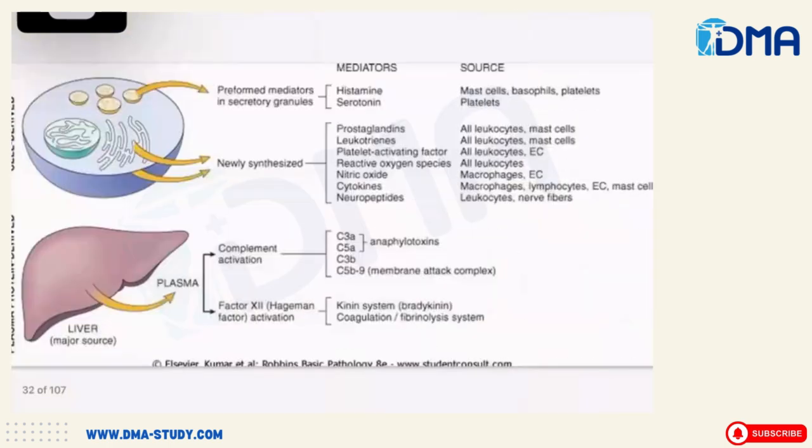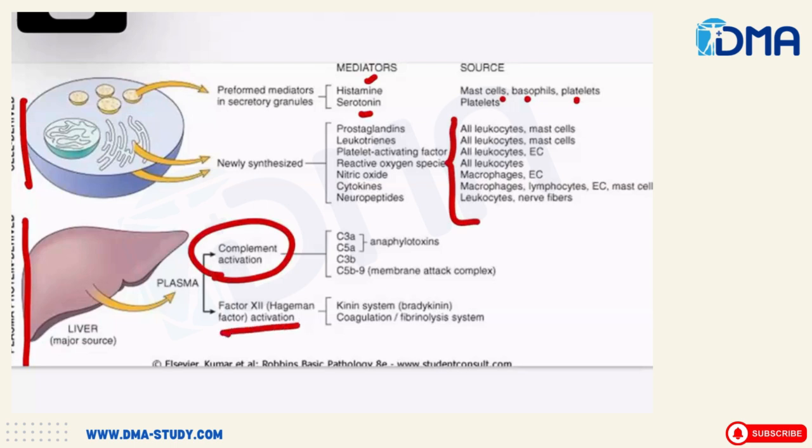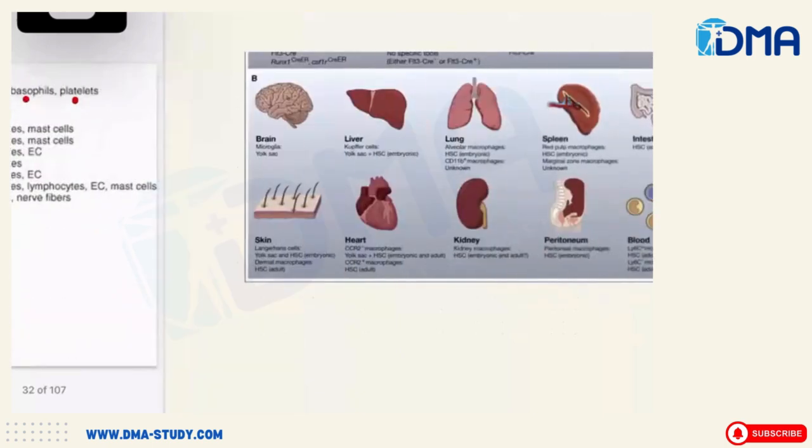Next, coming to the cells that are involved in inflammation. Few chemicals are derived from the cell, and few chemicals are derived from plasma proteins. They come from the liver. If it comes from the cell, the mediators would include histamine and serotonin. These come from mast cells, basophils, and platelets. Whereas all the leukocytes will give the prostaglandins, leukotrienes, and all those things. Complement is basically from the liver. Hageman factor is from the coagulation system, and that's why I told you whenever there is an increase in Hageman factor, there is a chance of disseminated intravascular coagulation to happen.